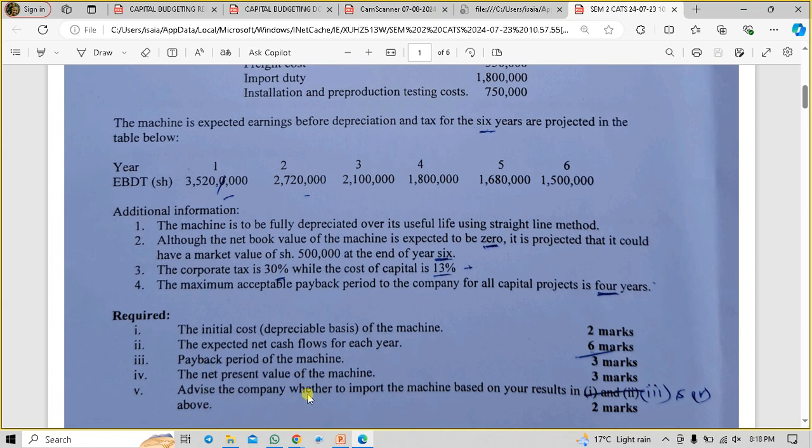Part 5, advise the company whether to import the machine based on your results in 3 and in 4. So using these two techniques, payback period and net present value, advise.